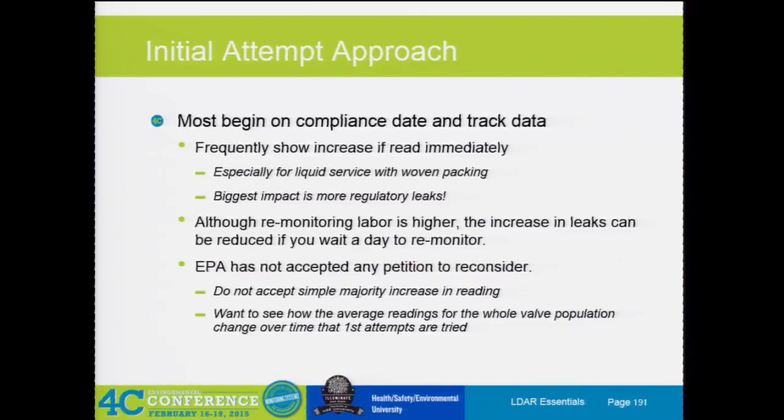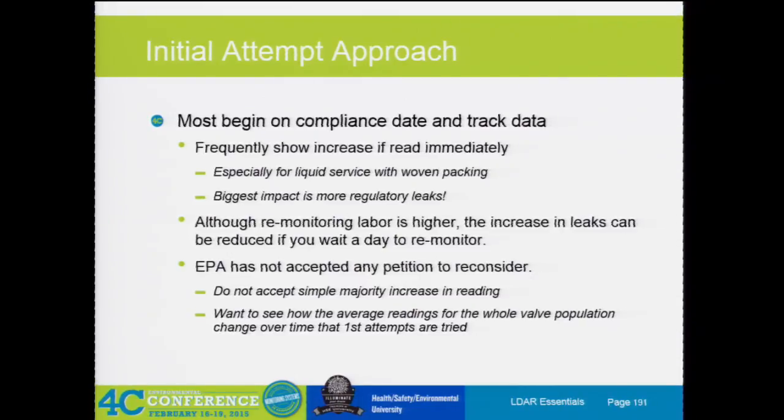Let's see, EPA has not accepted any petitions to reconsider. Do not accept simple majority increase in readings. They want to see how the average reading from the whole valve population changes over time that the first attempts are tried. So when you start implementing this, what they believe is we're doing preventative maintenance, preventative leak maintenance. So they've kind of picked up and adapted on what the Europeans are doing.